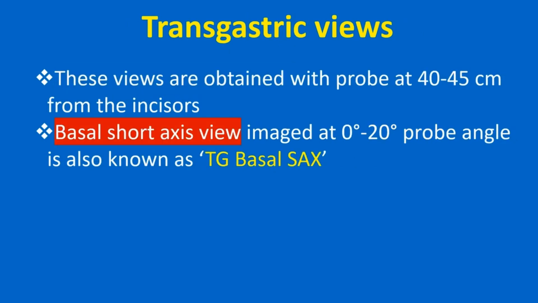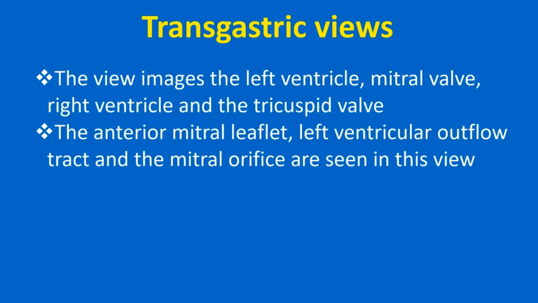Transgastric views are obtained with the probe at 40 to 45 centimeters from the incisors. Basal short axis view imaged at 0 to 20 degrees probe angle is also known as TG basal SAX. The view images the left ventricle, mitral valve, right ventricle and the tricuspid valve. The anterior mitral leaflet, left ventricular outflow tract and the mitral orifice are seen in this view.